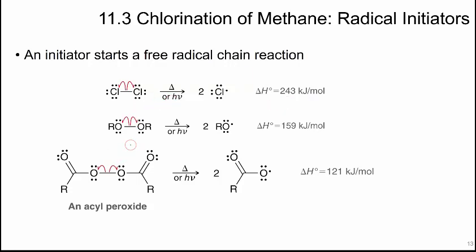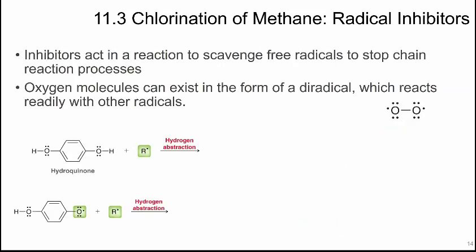If we use a peroxide, which we've seen in HBr, ROOR, that has a little bit lower energy, and if we use something like an acyl peroxide, that has an even lower energy. So any of these radical initiators can be used to start the reaction. We can also use inhibitors in a reaction that will scavenge or look for free radicals, and that will stop the chain reaction. So oxygen molecules can exist in the form of a diradical, which can react with other radicals.